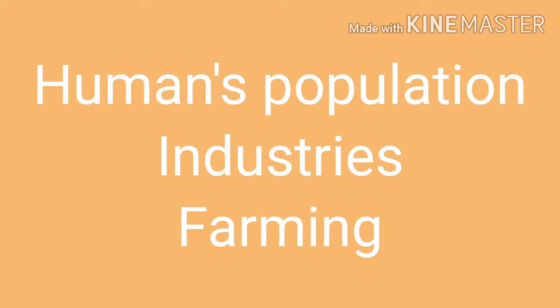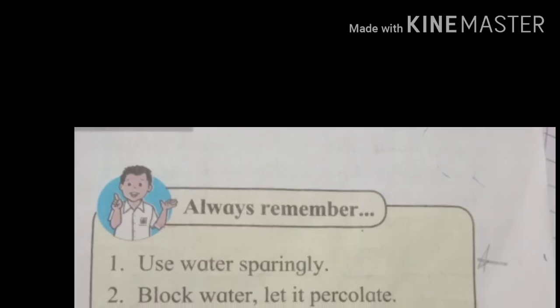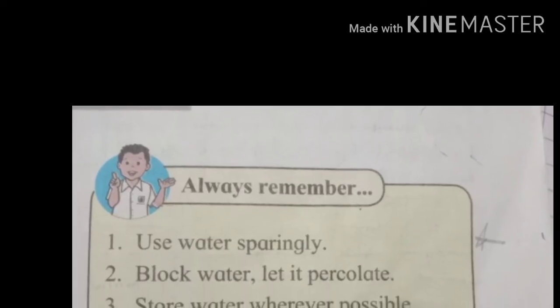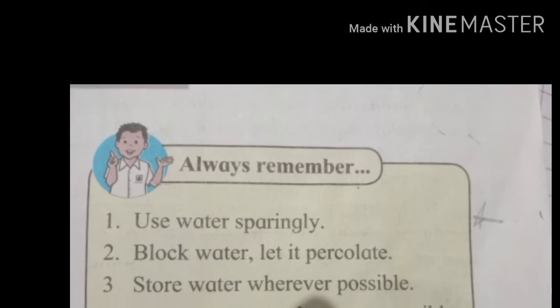But due to increasing population, increasing industries, increasing farming, man is overusing and wasting water nowadays. So we are facing scarcity of water. It is a water shortage problem. To avoid this water shortage problem, we should practice the following things in our life.